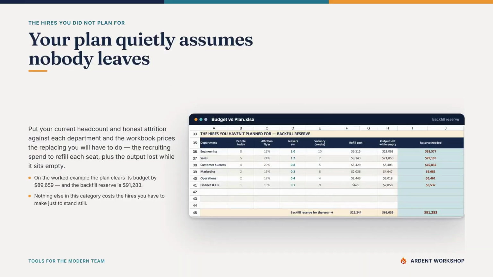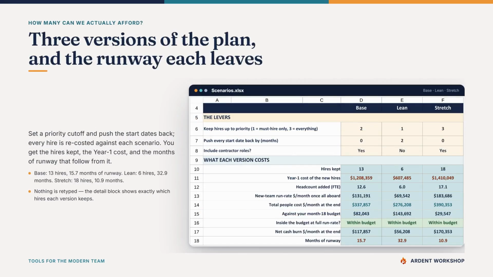Then there is the assumption nobody writes down. Your plan quietly assumes that nobody leaves. The backfill reserve tab prices in expected departures, so a resignation in March is a line you already funded rather than a surprise. Scenarios let you run the same roster 3 ways: a base plan, a lean plan, and a stretch plan, each with its own total cost and its own months of runway, so you can see what hiring one more person costs you in time as well as in dollars.